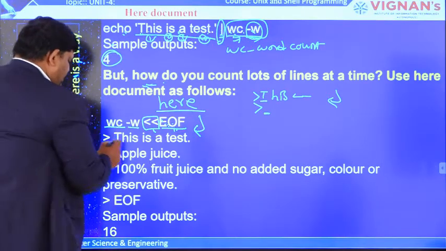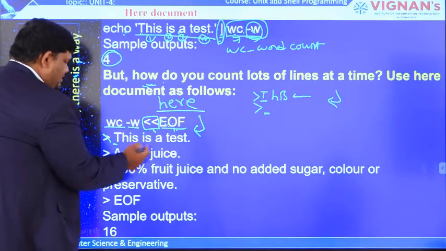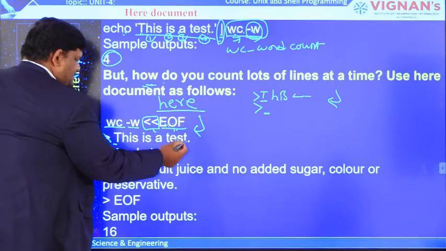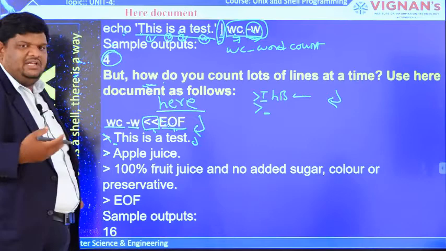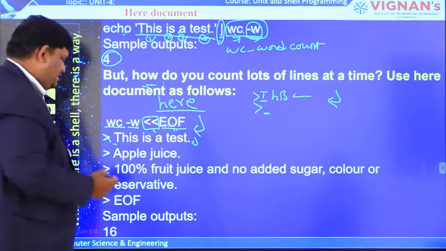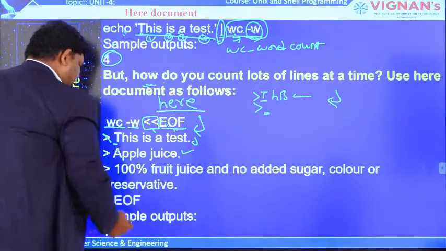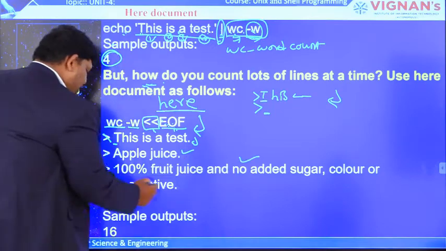After pressing enter, the cursor blinks here, so I give the data: this is a test. After that, enter, and again the bracket opens. That means the shell is still waiting for input from the user. Again I give some data, this line, and again some more data.